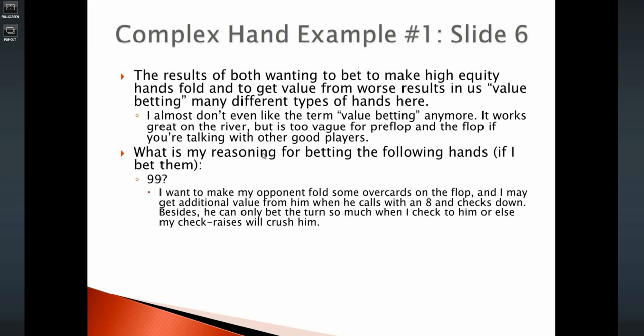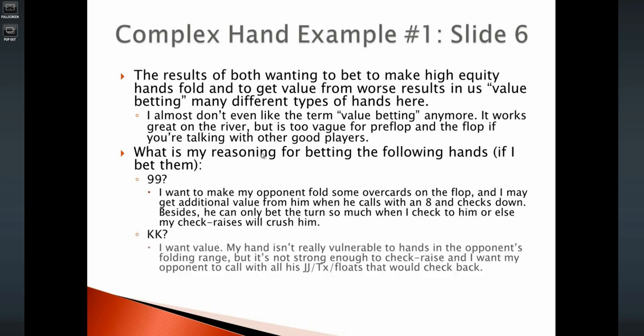here. See, I just used the term value betting again, and it doesn't work great. Overall, I like betting nines on the flop and understanding all the details of why I like a bet. Now, what if I have pocket kings? Well, I just want to bet it for value. My hand isn't really vulnerable to hands in the opponent's folding range, but it's not strong enough to check raise, and I want my opponent to call with all of his jacks, 10x floats that would check back.